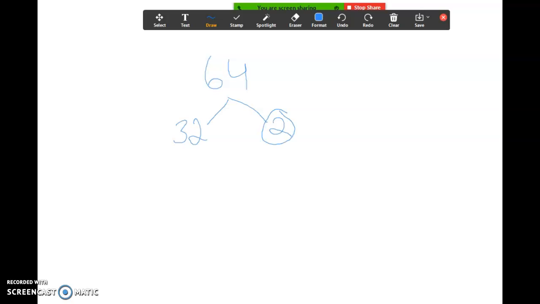And then 32 could be 16 and 2. Okay. And circle 2. And 16 can be 8 and 2. You're all about the twos. I like it. And then 8 can be 4 and 2. Okay. And then 4 can be 2 and 2. And that's it. Okay. So should I circle these other twos as well?